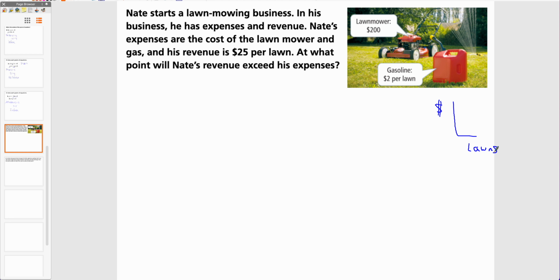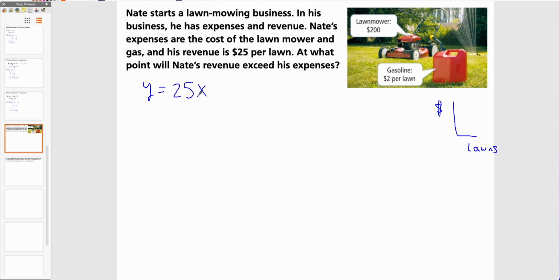If he mows one lawn, what does that do for his money? Gives him $25. Okay, so the Y value equals what? Y equals 25x. That's my first equation. Y equals 25x. He's gonna make $25 per lawn. Okay? All right. Now, let's talk about his expenses.